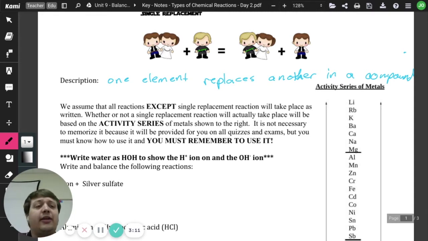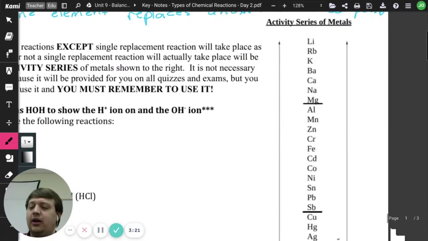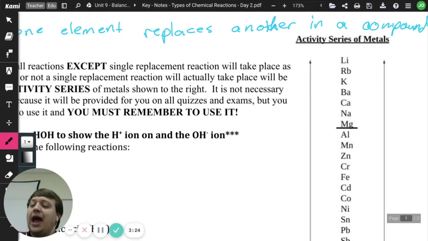What we do see is that there are certain elements that can replace other elements. And we base that on what we call the activity series. And that's what this little thing is over here on the right side of your notes. So with your activity series here, basically what this is saying is that as I move up, the element becomes more active, and so it will replace everything below it. And so looking at this, we know that lithium is able to replace everything below it here. So lithium can replace rubidium and potassium and barium and calcium and sodium and magnesium and so on, right?